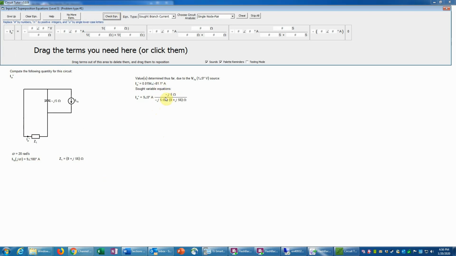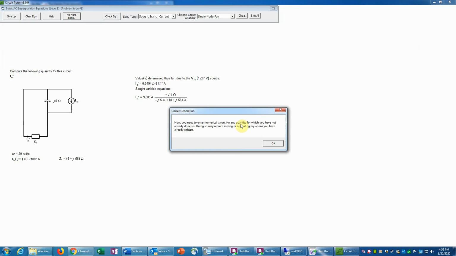Okay, so now we have a formula, and that's all we need, because that's what we're trying to get, that I naught double prime. So I click No More Equations. And now it just asks me to enter a numerical value for I naught double prime.